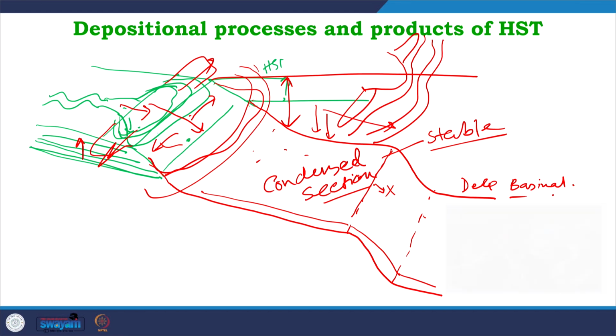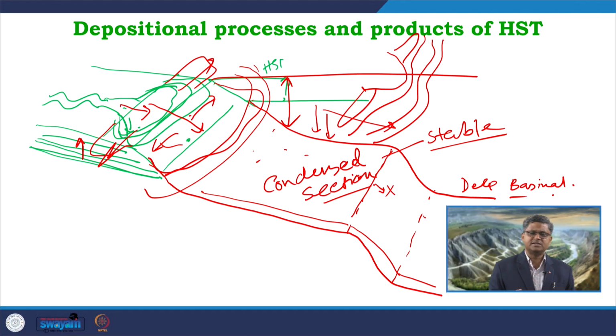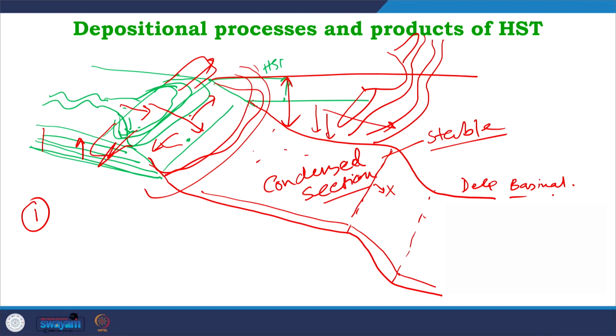If I want to summarize the characteristic properties that we can get during the HST, starting from the continental side to the marine side, number 1 is the fluvial system. If I look at over here, the fluvial system is gradually aggrading. The fluvial channels and the overbank areas will be aggrading, and along with that they will face a little bit of progradation. So, overall we get fluvial aggradation plus progradation, that is one characteristic of the HST system.